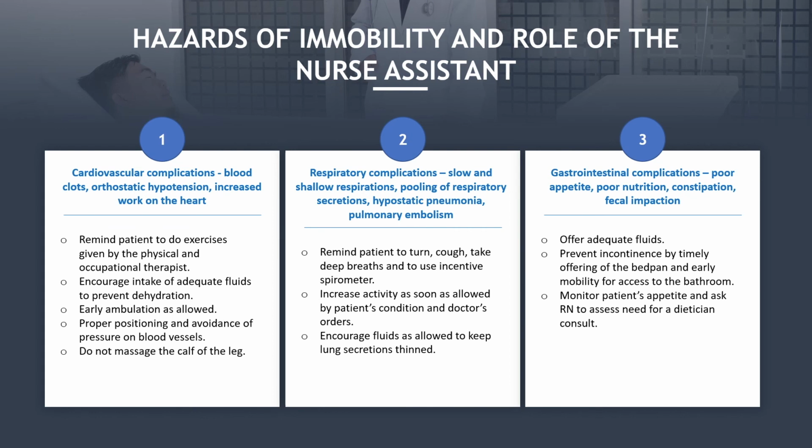3. Gastrointestinal complications, such as poor appetite, poor nutrition, constipation, and fecal impaction. Offer adequate fluids. Prevent incontinence by timely offering of the bedpan and early mobility for access to the bathroom. Monitor the patient's appetite and ask the RN to assess the need for a dietitian consult.